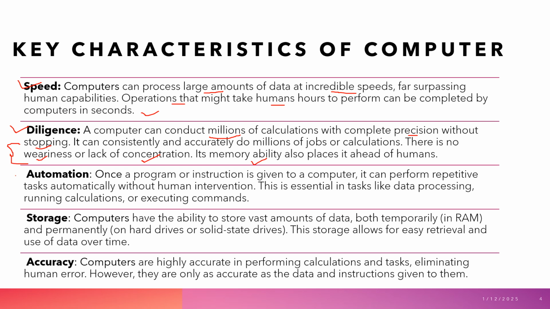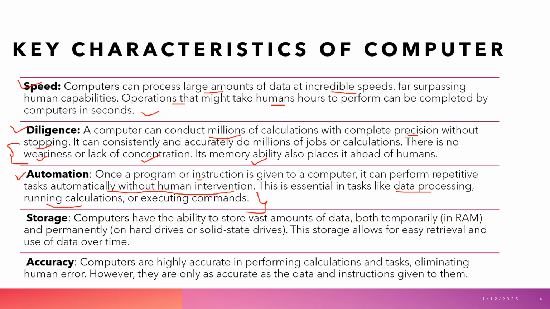The third characteristic is automation, which means that once an instruction is given to a computer, it can perform that repetitive task without needing any human intervention. So the repetitive tasks like data processing, running those calculations, and executing commands could be performed with the help of automation.